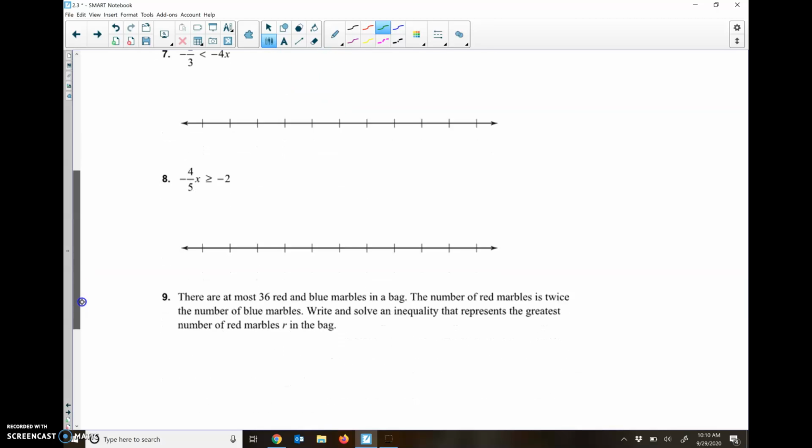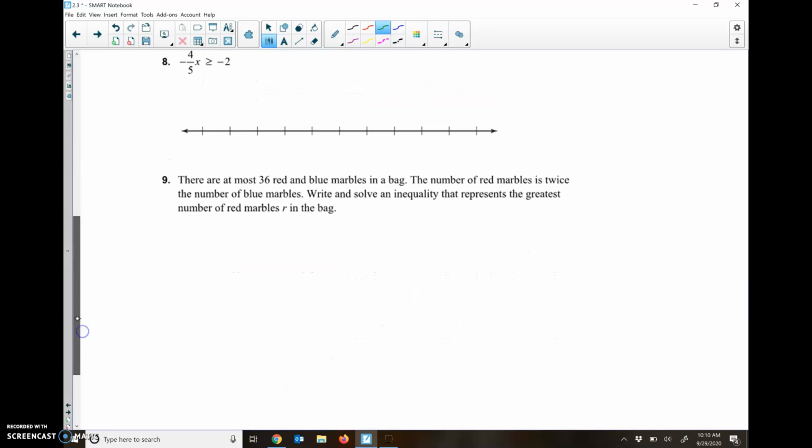All right. Now let's look at this word problem here. There are at most 36 red and blue marbles in the bag. The number of red marbles is twice the number of blue marbles. Write and solve an inequality that represents the number of red marbles in the bag. Okay, so I know that there's some red marbles in the bag. Let's just use the color red. And I know there's twice as many red as blue. So another way to say that is I know that there's half as many blue in there.